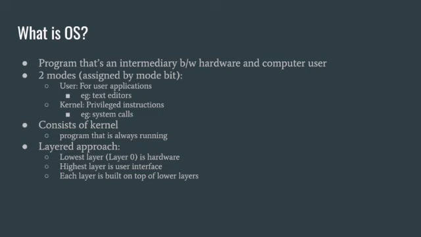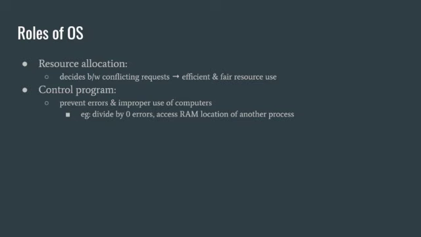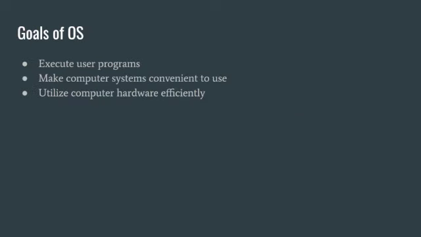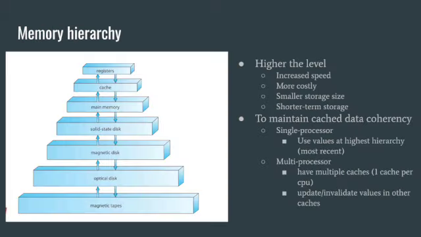So the roles of OS are basically resource allocation and control program. Resource allocation is to allow for fair and efficient resource use, while control program is to prevent errors and improper use of computers. The goals of OS are to execute user programs, make computer systems convenient to use, as well as utilize computer hardware efficiently.